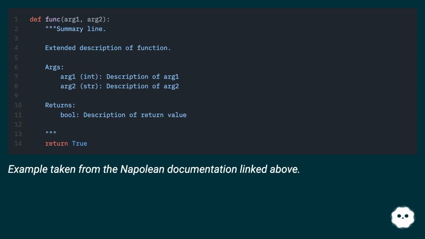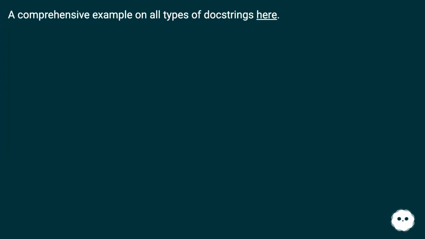Example taken from the Napoleon documentation linked above. A comprehensive example on all types of docstrings here.